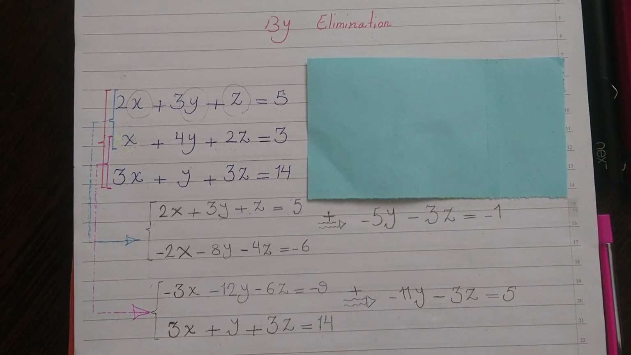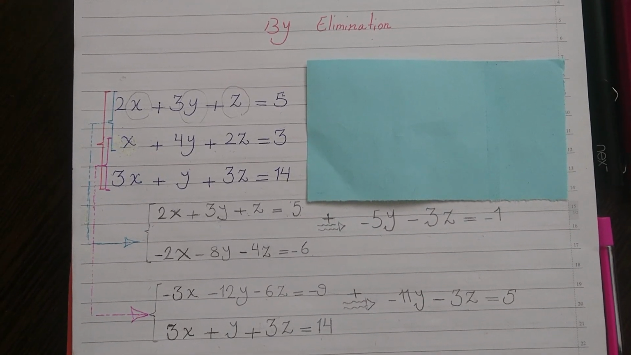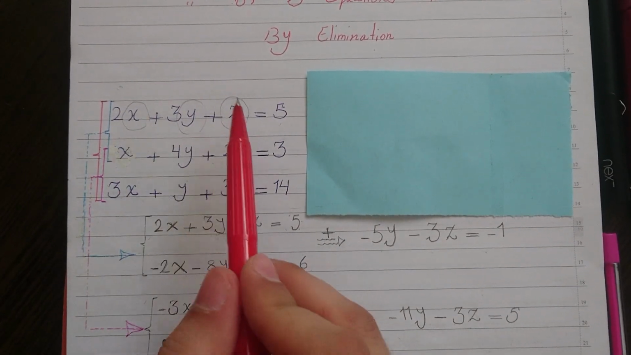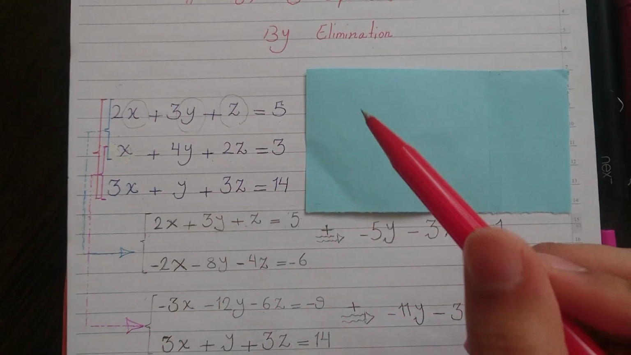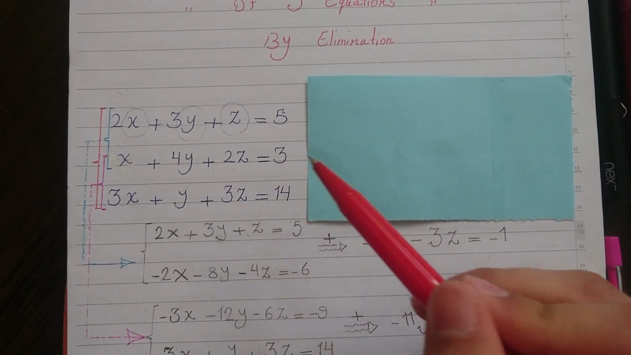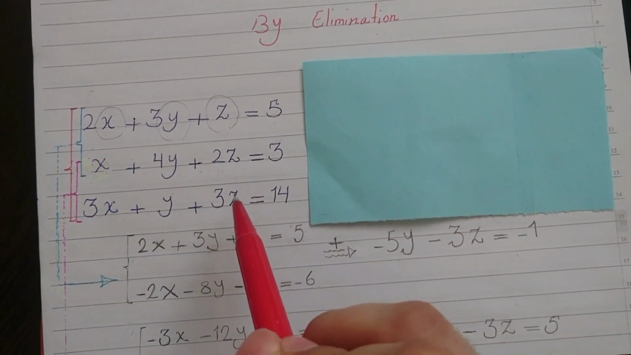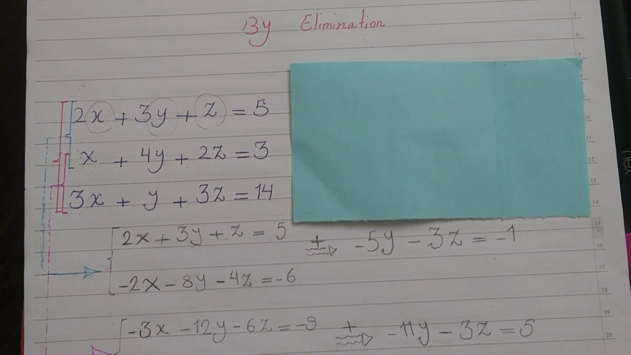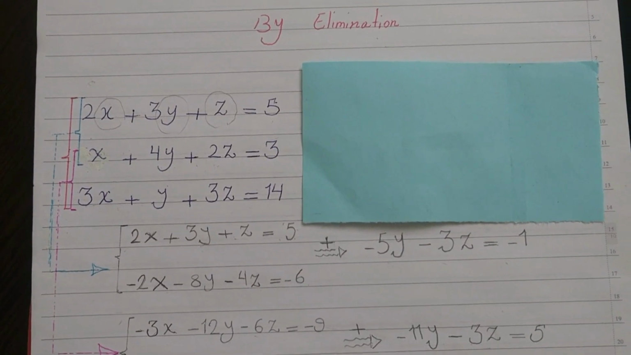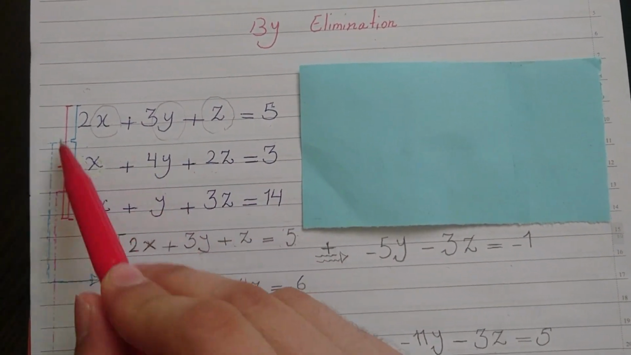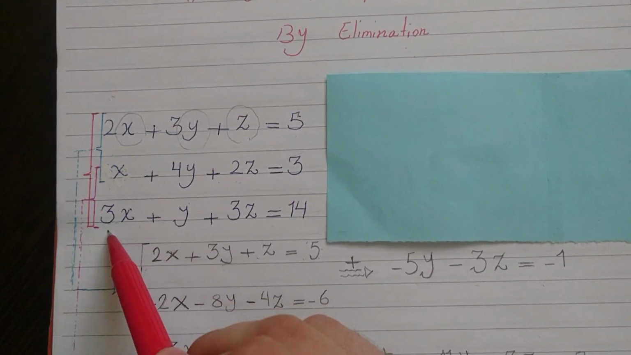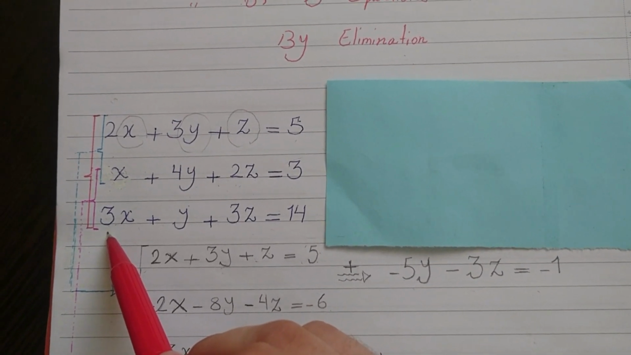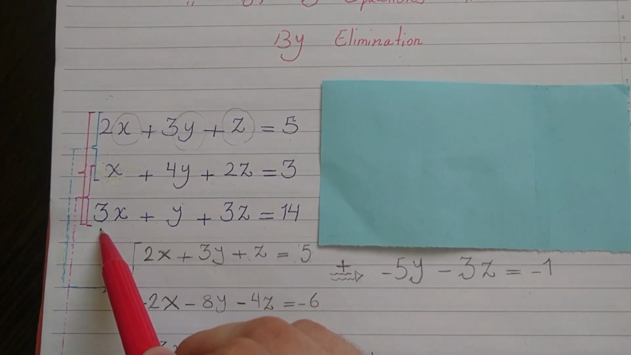Okay, so let's start. At the beginning, what we're going to make sure of is that all our equations are written in standard form. I mean that all our variables are on the left side and all our constant numbers on the right side. And as can be seen, all our equations are written in standard form. What you're going to do next is to pick any two pairs of equations that you want. For instance, I've chosen the first and second equation as the first pair and the second and third equation as the second pair.